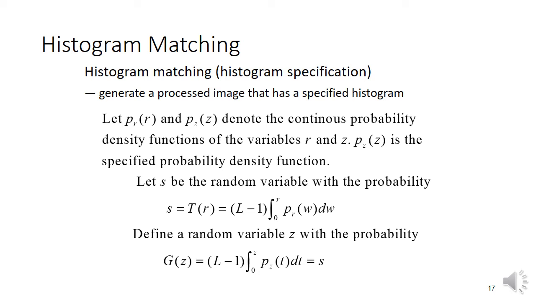So this G(z) is equal to (L minus 1) times the integral from 0 to z, over all values in the range from 0 to the maximum of z, of p_z(t) dt, and this is actually the output, which is s.